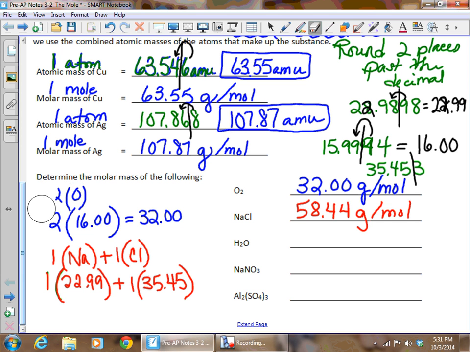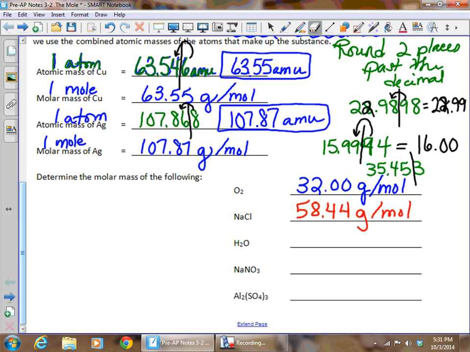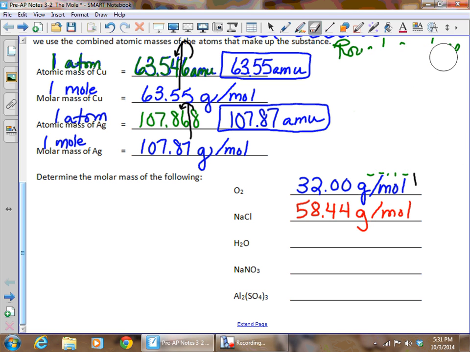Now I'm going to erase these values so that we can look at these next few questions. H2O, we've got 2 hydrogens, and we've got 1 oxygen. Remember, I want to see the plus in between.